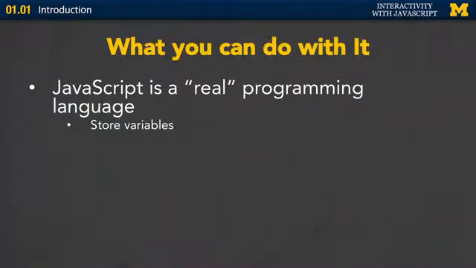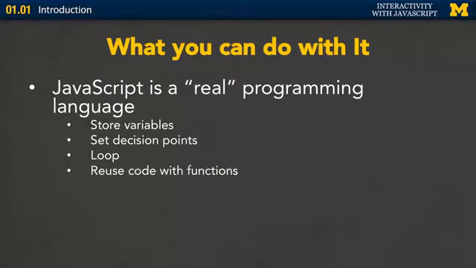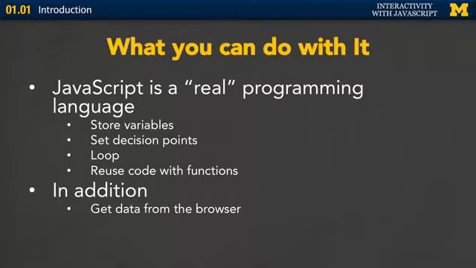So let's get started. If you've done HTML, if you've done CSS, you haven't necessarily done what we call real programming, at least not what us computer scientists call real programming. Instead, we're going to be talking in JavaScript about really data manipulation. And in order to do that, there are a few things you need to learn how to do. The first is you want to learn how to store variables. You're going to want to learn how to set decision points. You're going to be looping and writing functions. You're also going to be really getting in depth with how you can get data from the browser.